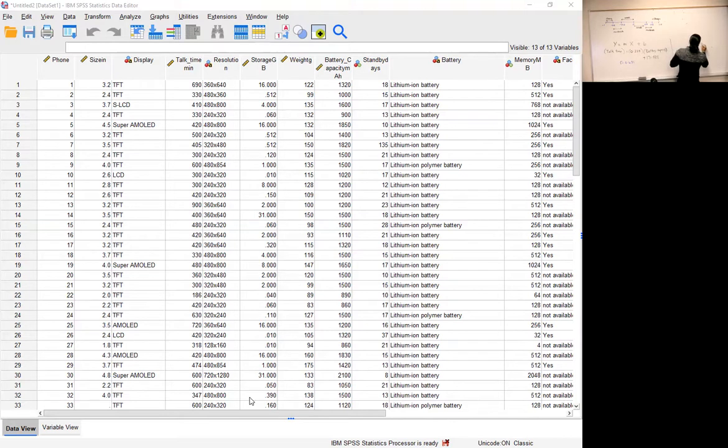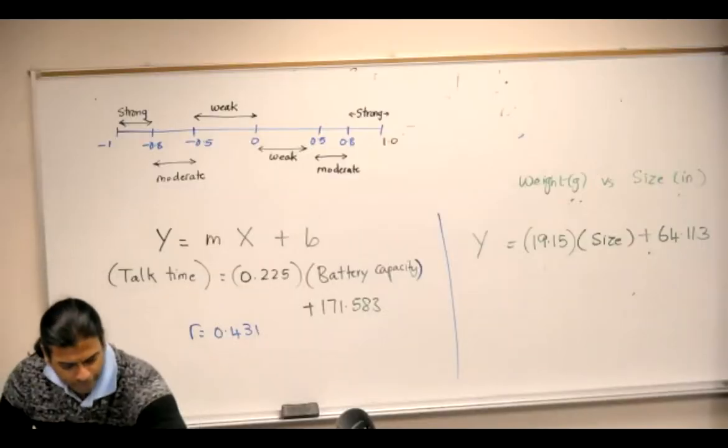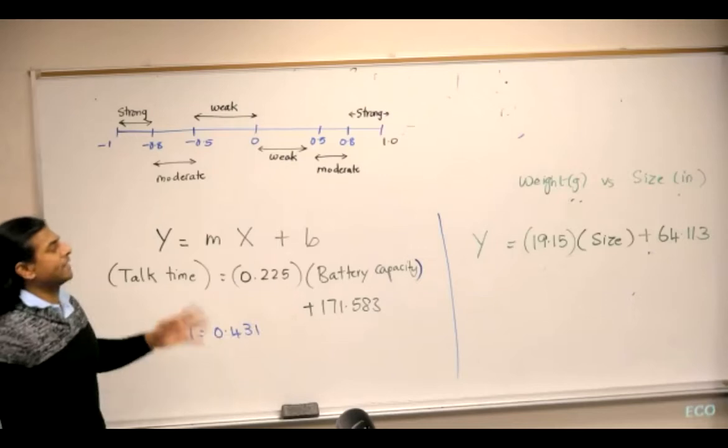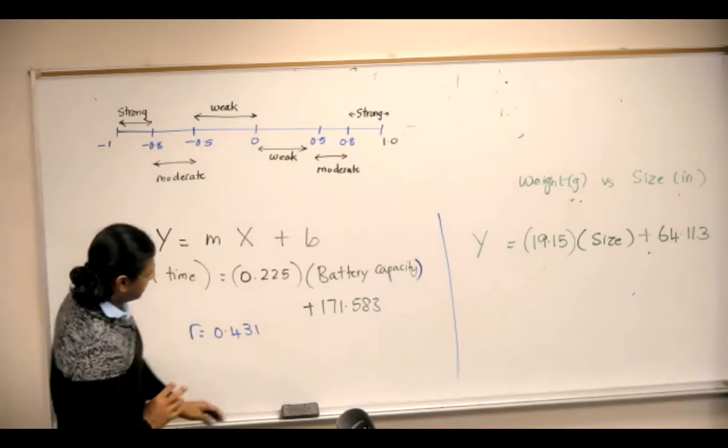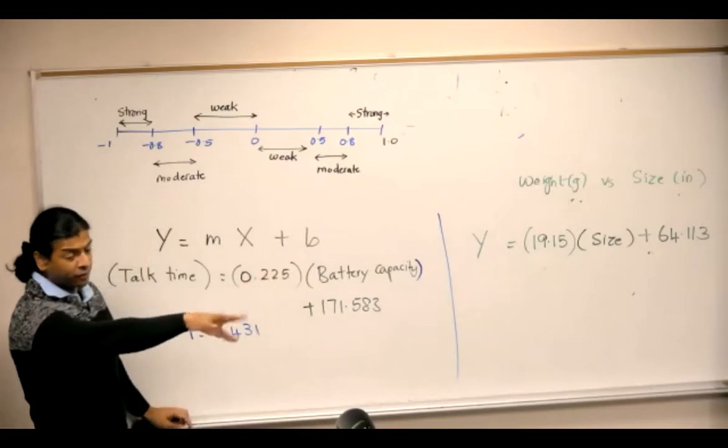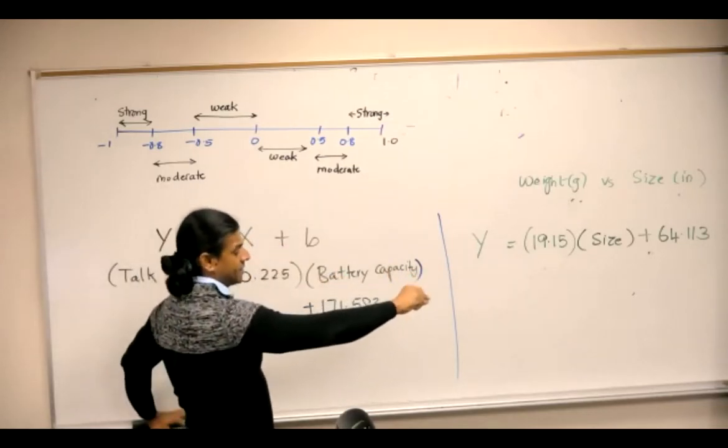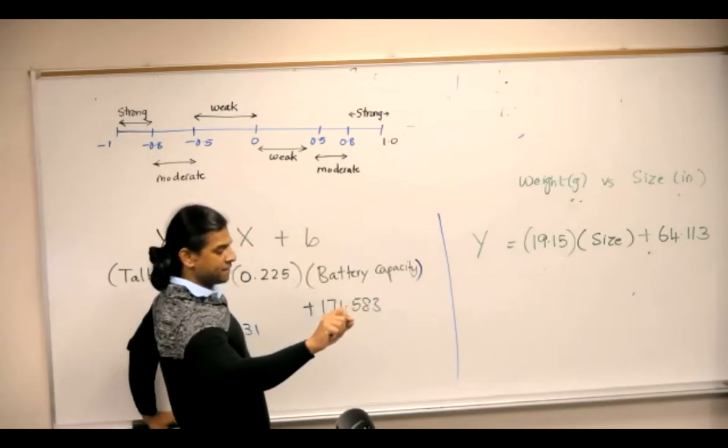19.15. What is our intercept? 64.113. So the weight of the phone is in grams versus size in inches. Great. We will talk about standard error and all that stuff later on, even the confidence interval. If you have your screen open, you will see the very last two columns. It would say 95% confidence interval.